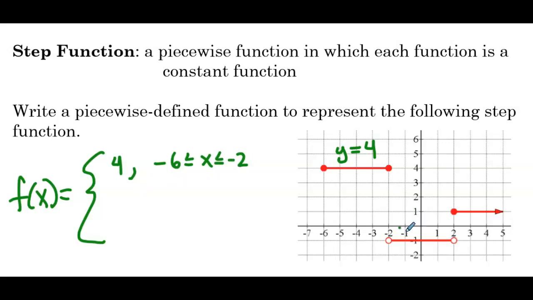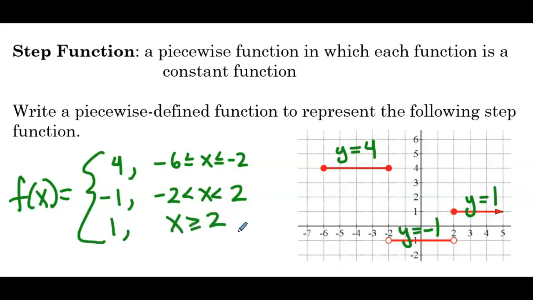The next piece is y equals -1. So -1 is our next piece. And that's on the domain -2 is less than x, which is less than 2. And the last piece is part of the graph y equals 1. So we put 1 into our piecewise function. And that's on the domain x is greater than or equal to 2. It extends infinitely along the x-axis. Okay, so there we have the equation of our step function.